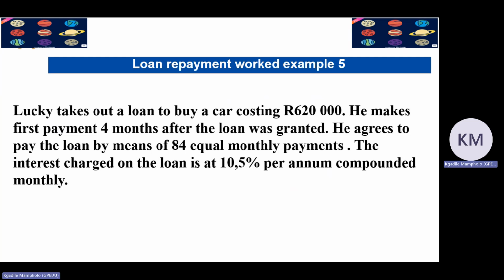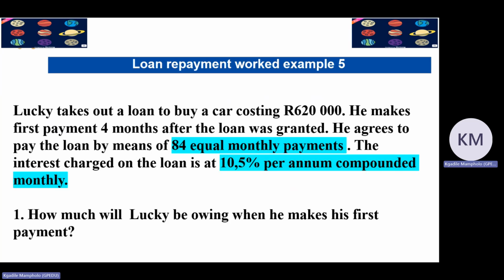He agreed to pay the loan by means of 84 equal monthly payments, meaning that it is not 84 months. So let's see. How much will Lucky be owing when he makes his first payment?